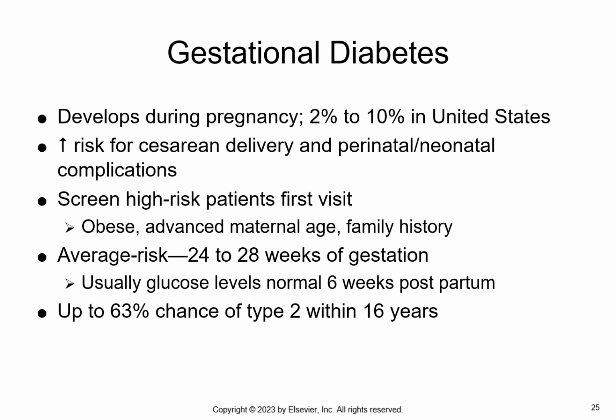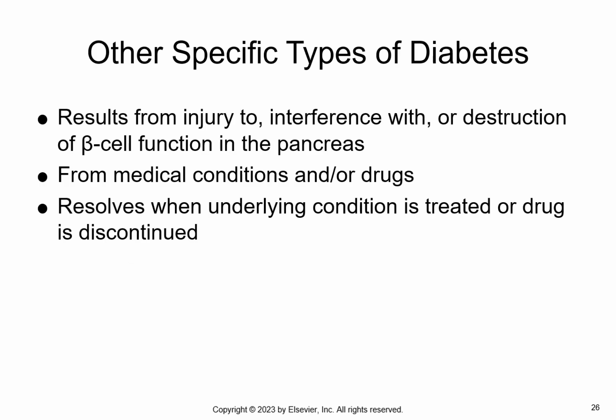There are other specific types of diabetes. Diabetes occurs in some people because of another medical condition or treatment of a medical condition, and that causes abnormal glucose levels.